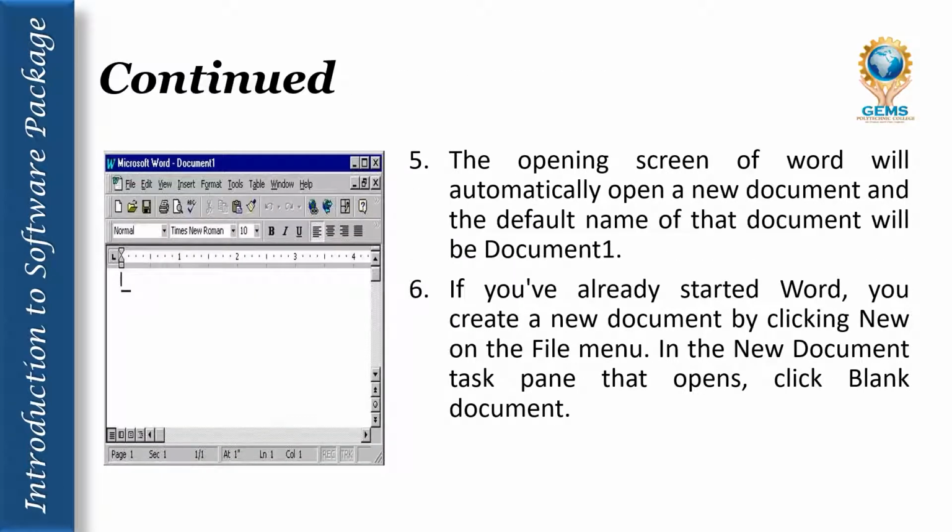Then the opening screen of Word automatically opens a new document and the default name is Document 1. If you have already started Word, you create a new document by clicking New on the File menu. In the document task pane that opens, click Blank document. Like this you can create new documents.